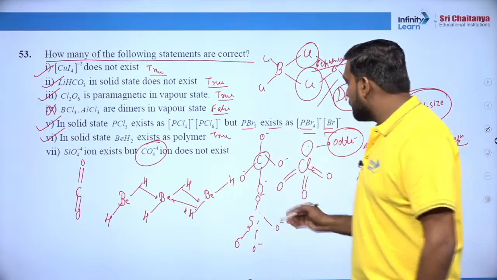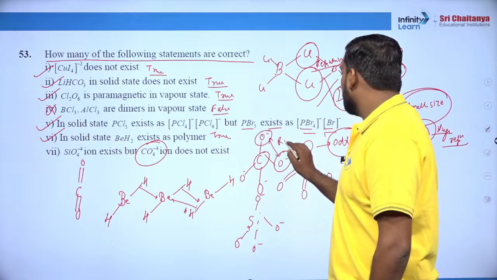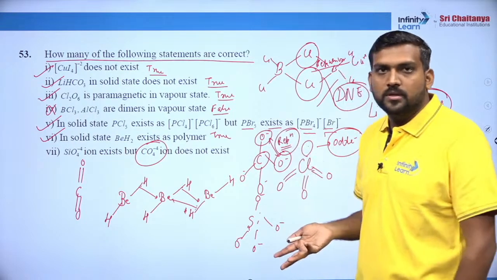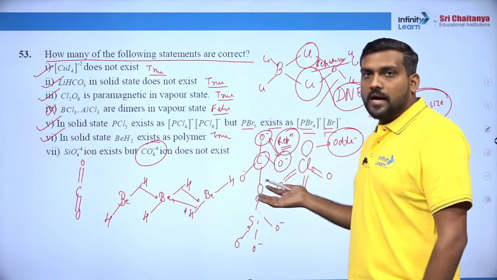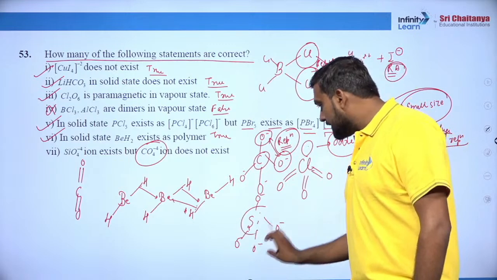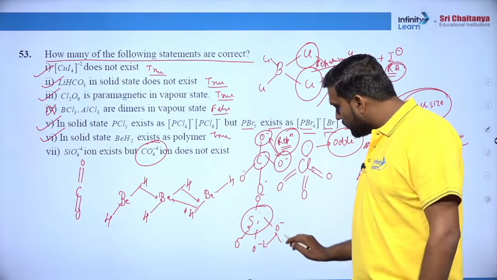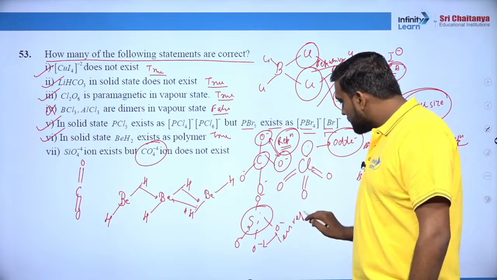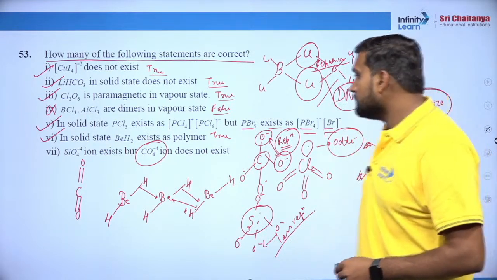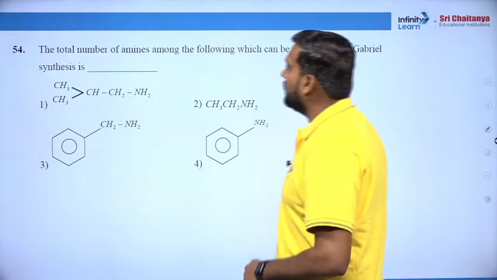Due to the small size of carbon, the oxygen and oxygen negative repulsion is huge, and due to this repulsion, it tends to eliminate these groups. Rather than keeping them with the carbon, they try to eliminate this oxygen so that it can attain stability. But here the silicon size is larger, so the repulsion is less, and due to the less repulsion, they can exist as this. So this is also true. So 6 of them are true, so the correct answer is 6. Going to the next question.